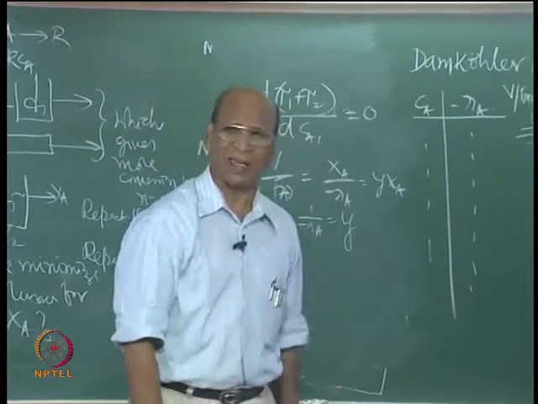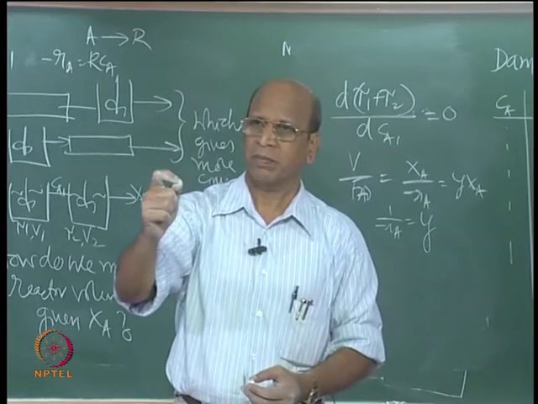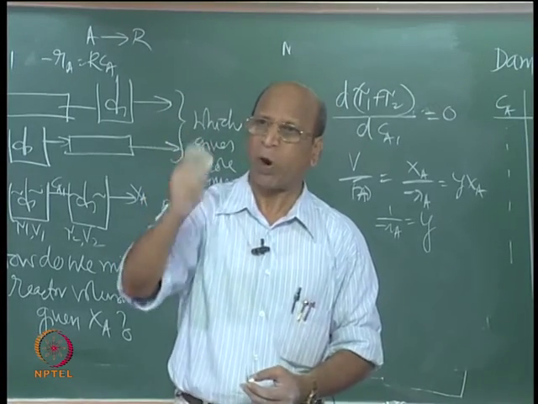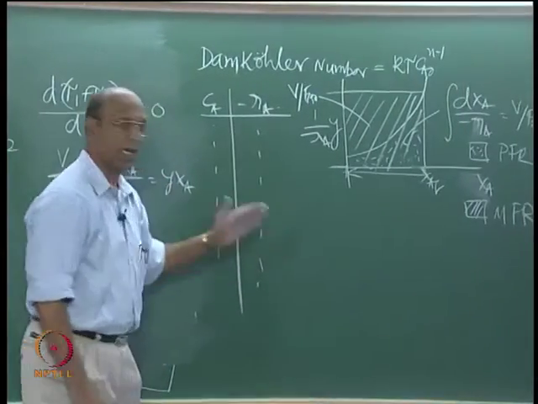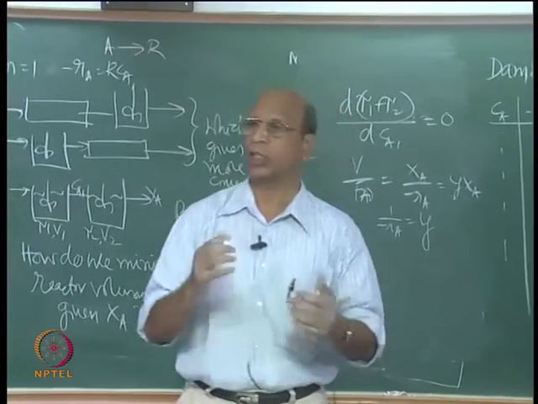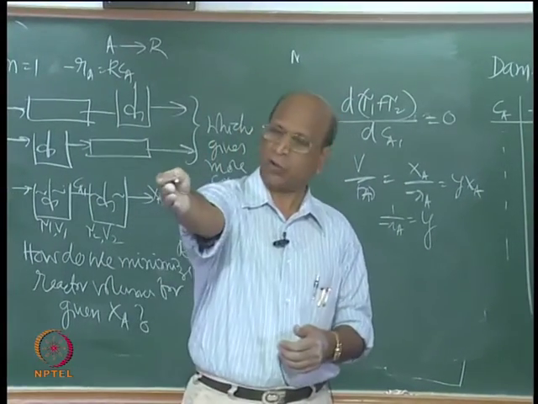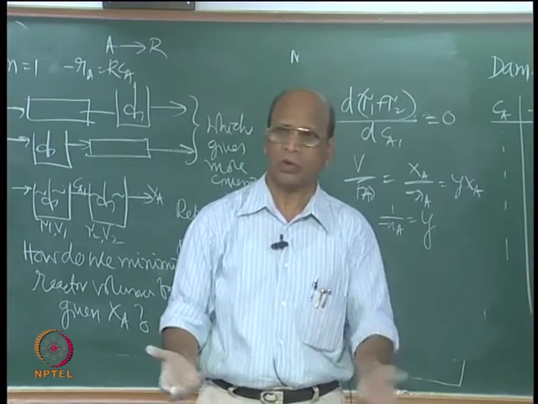I am not talking about that, you are talking about one point. I am talking about if you collect data of Ca versus minus Ra, how do you use that for reactor design? That is my question. So, there the answer is that you cannot find out. That is all, you cannot find out. It is only one point.